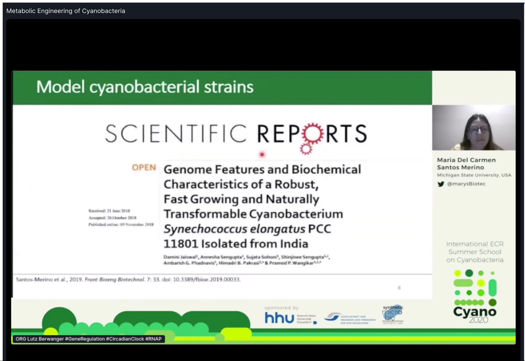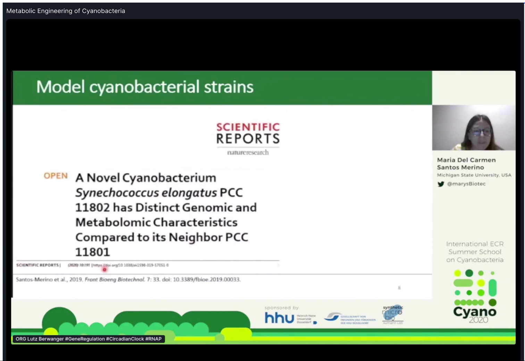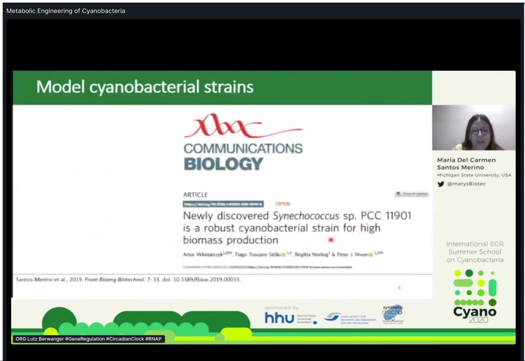As I mentioned before, more and more cyanobacteria have been recently discovered with a fast-growing phenotype. In fact, in 2018, Synechococcus elongatus 11801 was isolated from India. This year, a close neighbor to this one that I have shown has been presented, and also this year another one, 11901, has been recently described as a cyanobacterium for high biomass production.